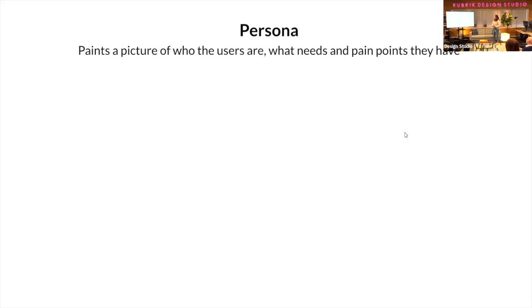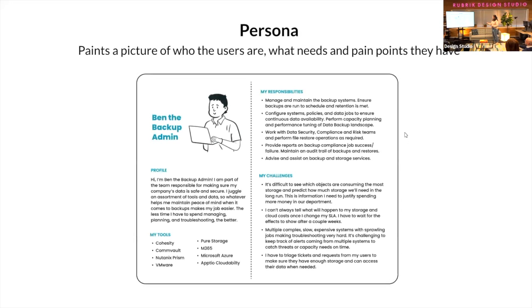Next up, I want to talk more about the persona. So with a diary study, you can really understand a lot more about who your users are. And this helped me create a card where I could talk more to what the user's needs and pain points are. And here I was able to name the backup admin as Ben the backup admin, put a face to the name as well, and really try and describe who our main users are.